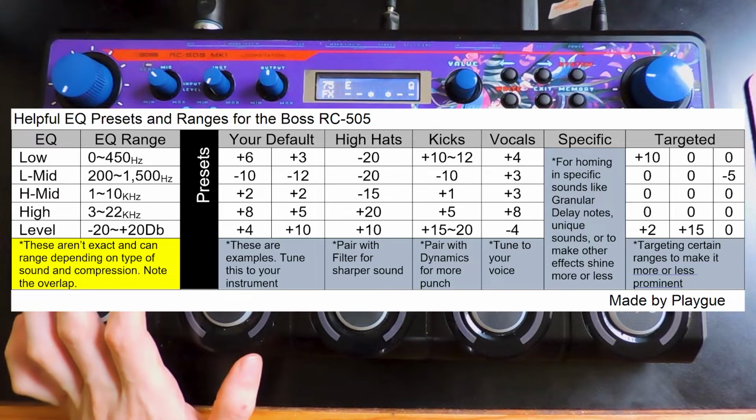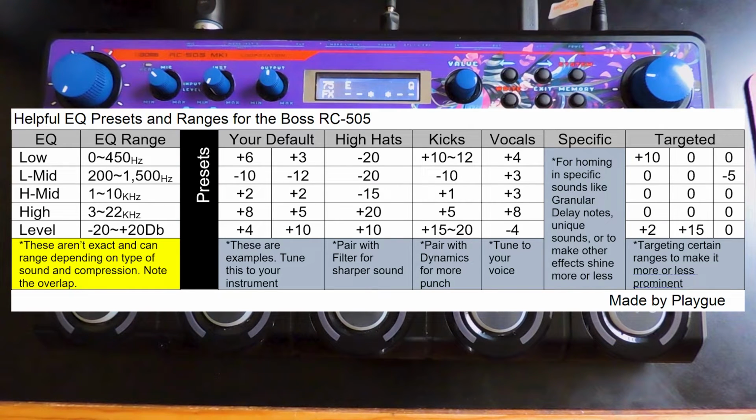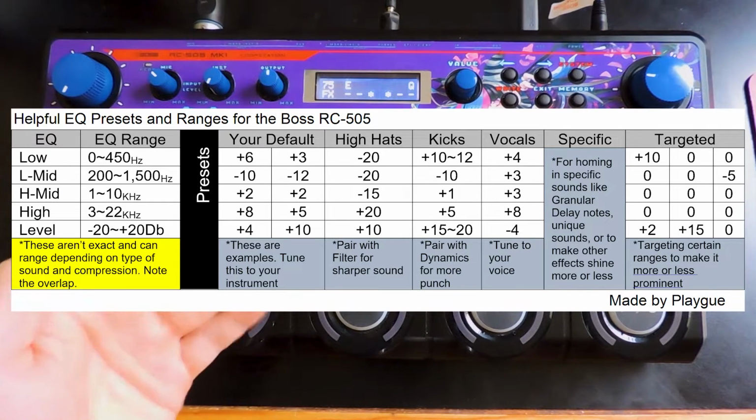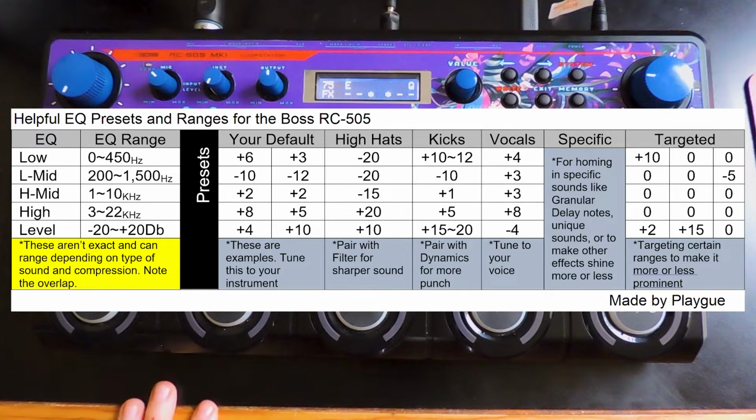Here is the EQ chart. This will hopefully help you really hone in and figure out what your EQs are. Keep in mind that all of these can be adjusted for your instrument and what your needs are. That's why when you see a lot of loop station tutorials, you'll see loopers not really talk about EQ too much, because it's really specific to you and your instrument.